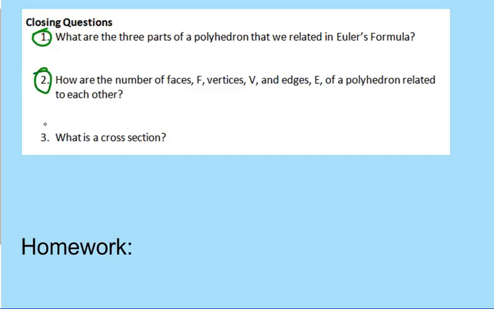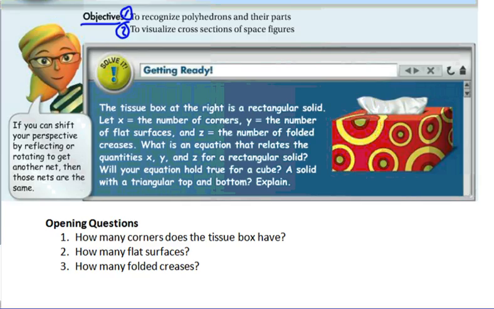And what is a cross section in your own words? And that's it for section 1. Just visualizing things in geometry that are three-dimensional in particular, and the relationship between different parts of these three-dimensional objects or polyhedrons. So that is it. Go back and take a look at your two goals and see if you met these goals, if you understand them, or if there's something you have questions on.